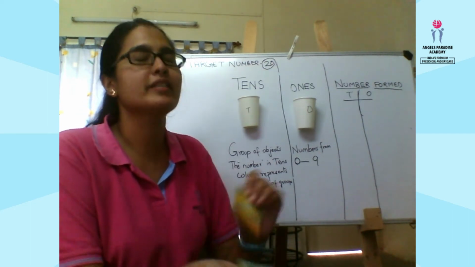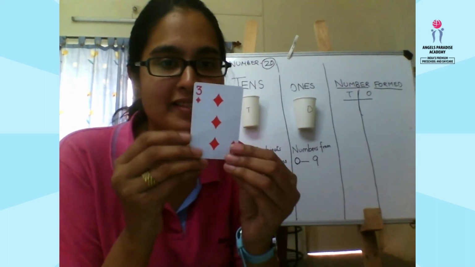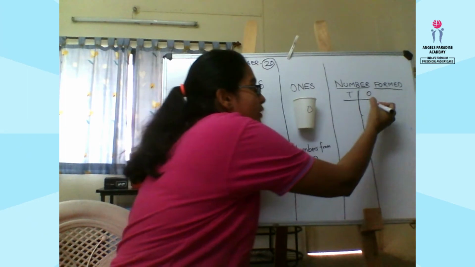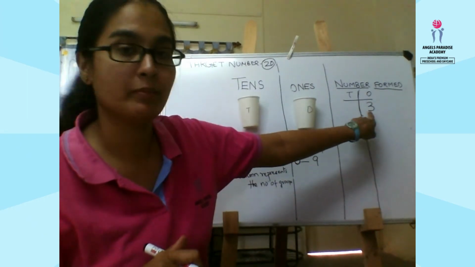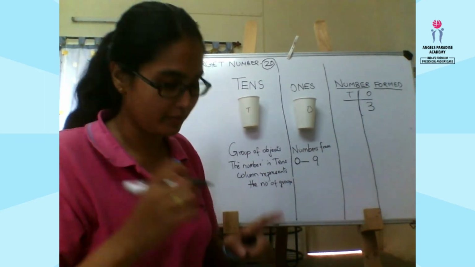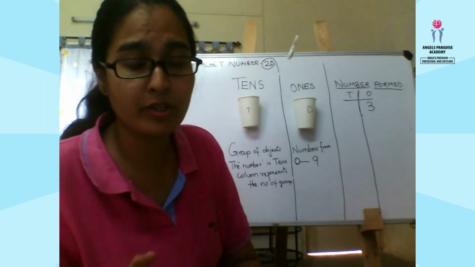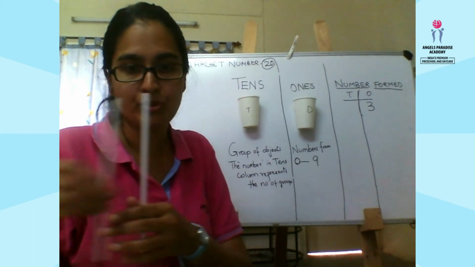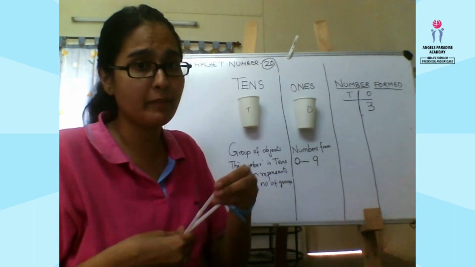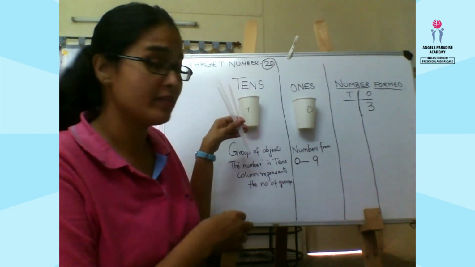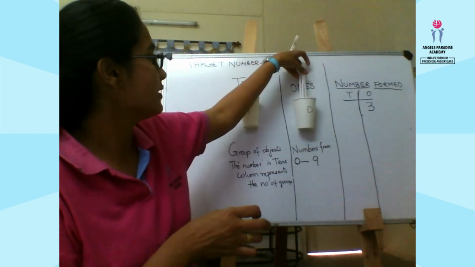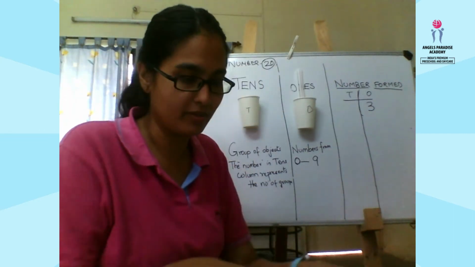Alright, so it is number 3. I'm going to write the number 3 in the ones column because it is a single digit number. So how many straws am I going to pick up now? 3 straws. So 1, 2 and 3. And where am I going to place them, in the tens column or in the ones column? Yes, in the ones column. Perfect. So we have 3 straws.